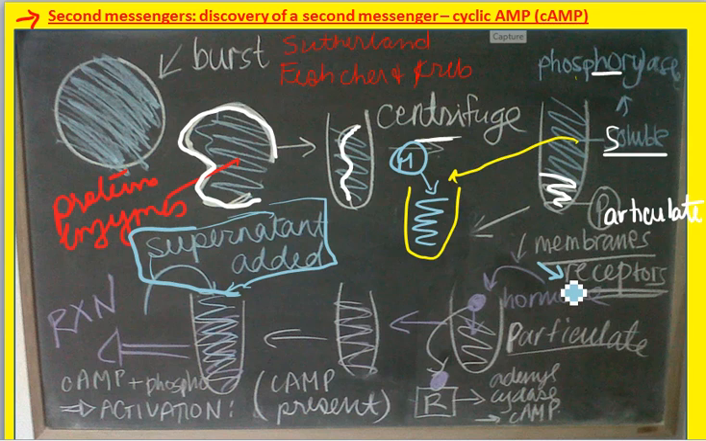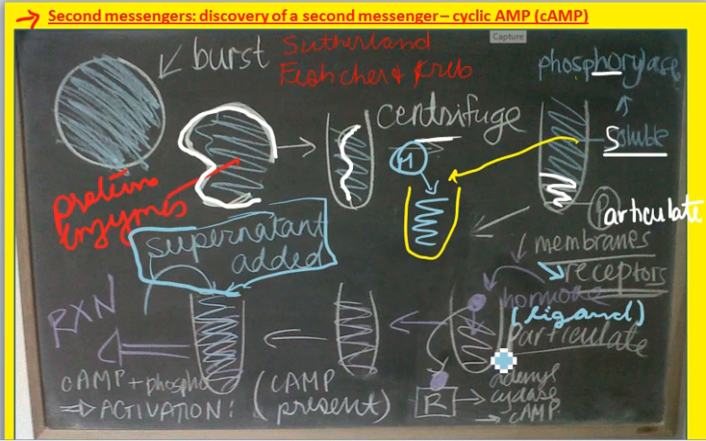So in the fraction that contained the membranes, the particulate fraction, when the hormone was added, this hormone basically acted as a ligand. When this acted as a ligand, it bound itself to the receptor and it did the whole thing that we went over a few slides ago. So it activated the G protein, the G alpha subunit got activated, converted GDP to GTP, and then went about activating the effector, which in this case is adenylyl cyclase, and then when adenylyl cyclase is activated, it produces cyclic AMP.